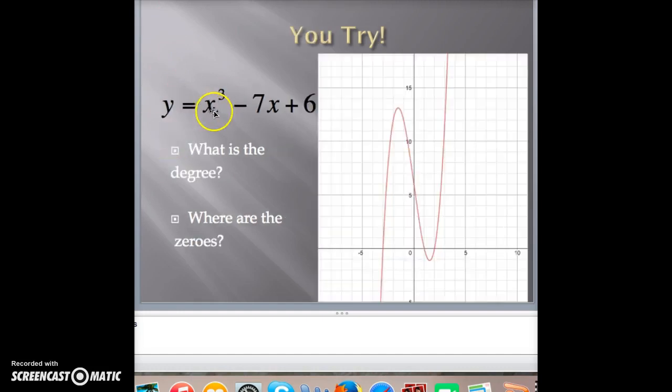So our equation is x to the third minus 7x plus 6. Your only job right now is to look for what is the degree, answer this question here, and where are the zeros. So looking at the equation to answer the first question, what is the degree, and then you will look at our graph here to find our zeros. Remember, you're looking for where it crosses the x-axis.